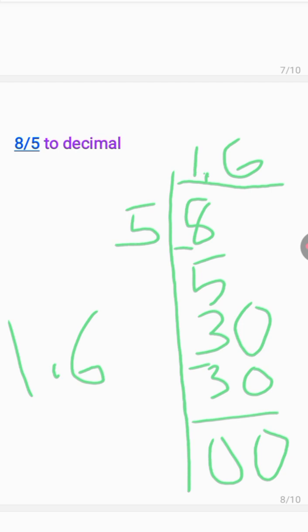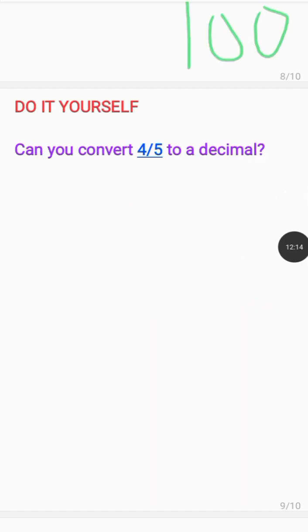However, this is the do-it-yourself session. We are almost done with the class. The question for the do-it-yourself session is, convert 4 over 5 to a decimal. Now, I have given you the step-by-step procedure of converting to a decimal. Send your answers to the comment section below.